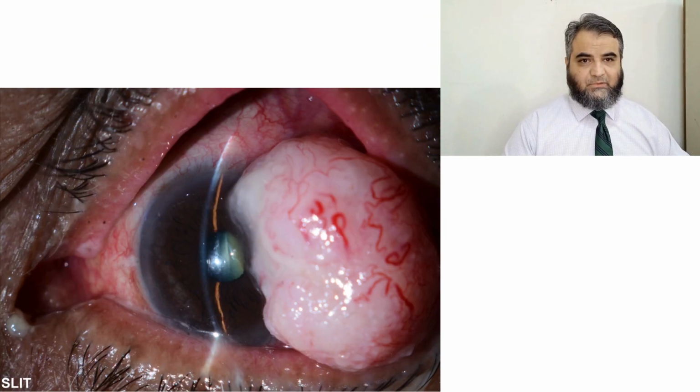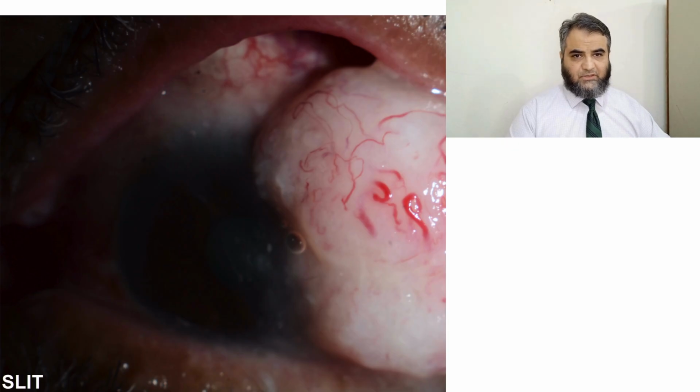This is an anterior segment photograph of a case managed with us. You can see a well-grown conjunctival lesion, vascularized, and it is encroaching up to the cornea, up to the pupillary margin, and you can see how big this one is. Another anterior segment photograph: you can see vascularized growth, well localized, encroaching up to the cornea from the temporal side in the left eye.